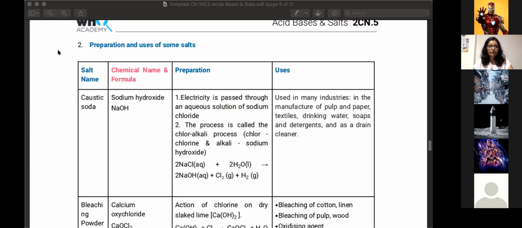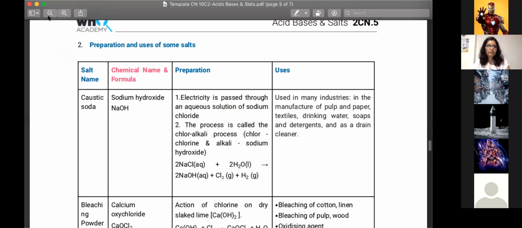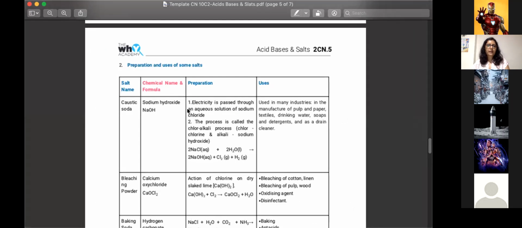So before we get into the chloralkali process, make a table in your book in this format. At the very least, have a column for the common name of the salt, then a column for the chemical name, and then a column for the formula.